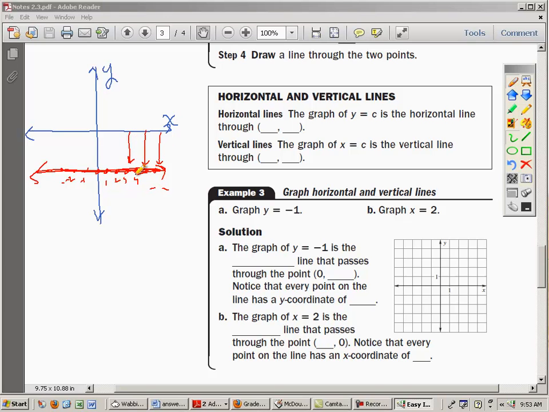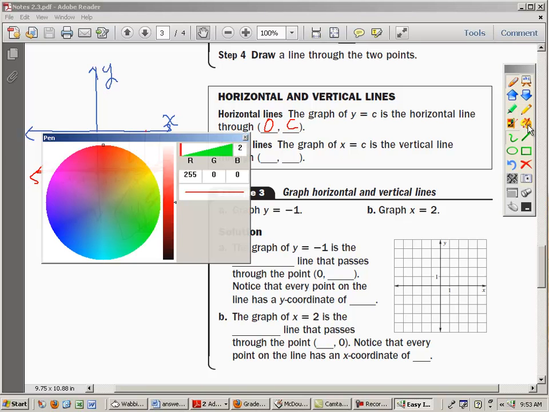So for a horizontal line, the y is equal to some constant value, all right? The y is equal to some constant value, and in this case, we're going to say it's some constant c. And so for a horizontal line, the graph of y = c is the horizontal line through the point (0, c), because no matter what the value of x is, the value of y remains constant. All right? So y = c is some horizontal line.